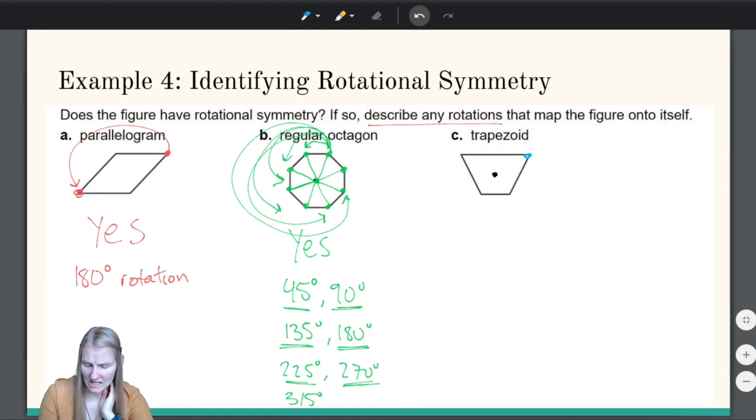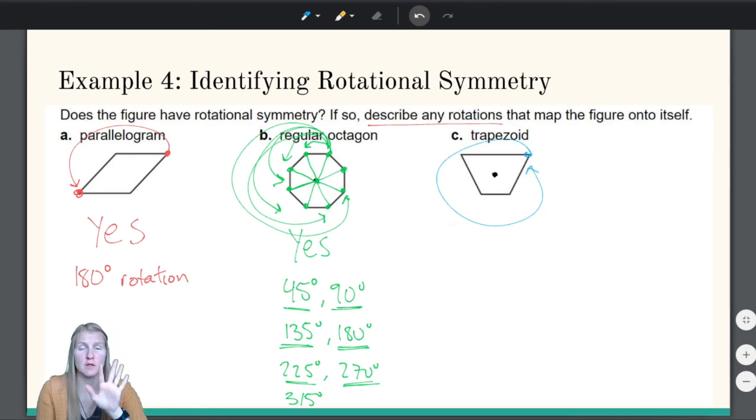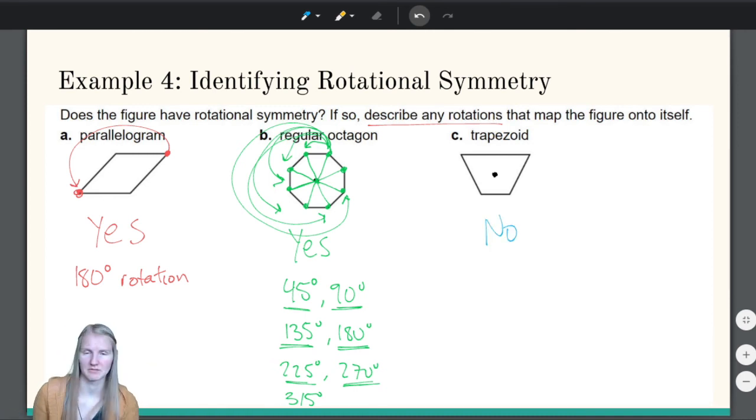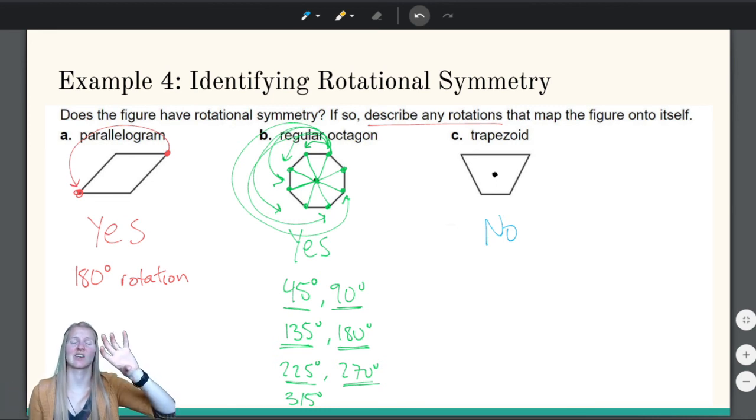The only way that this trapezoid can look like itself is if I go all the way 360 degrees. But anything has rotational symmetry with 360 degrees. So that doesn't count. No. The trapezoid does not have rotational symmetry because I can't spin it and get the same thing unless I spin it all the way around.